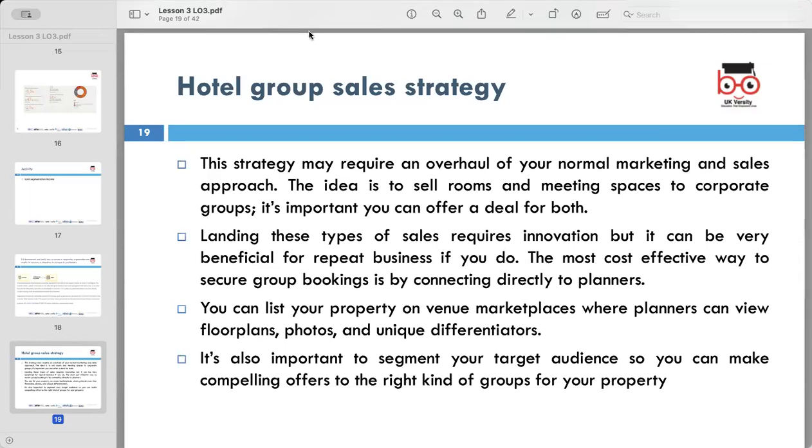Okay, so next one is hotel group sales strategy. This strategy may require an overhaul of your normal marketing and sales approach. The idea is to sell rooms and meeting spaces to corporate groups. It is important that you can offer a deal for both.